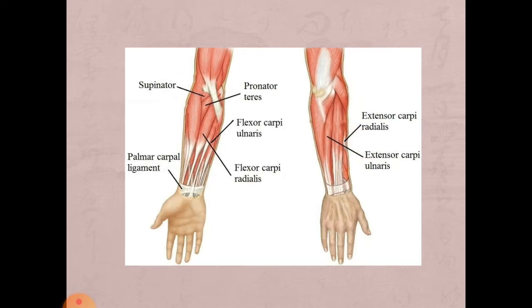Next, you have the abduction, meaning you are moving your hand away from the body, and for that you have the extensor carpi ulnaris and the flexor carpi ulnaris muscle. So for the abduction, you have the flexor carpi ulnaris and the extensor carpi ulnaris muscle responsible.